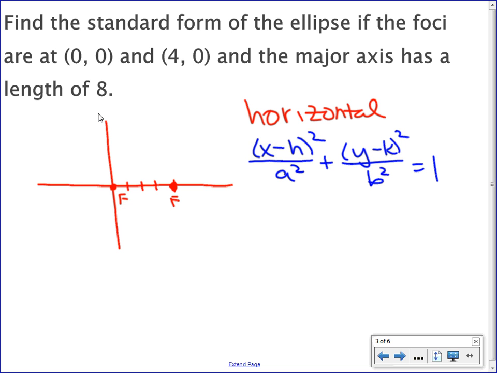Okay, so first of all, from this picture, we know that it's horizontal. The center is at (2, 0). What else do we know from just this? C is what? Okay, our major axis has length of 8. The major axis has length 2a, so a is?